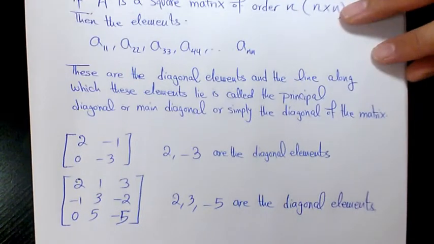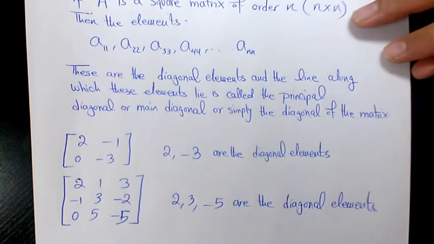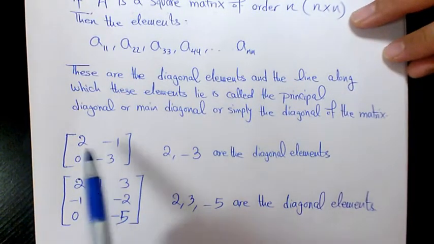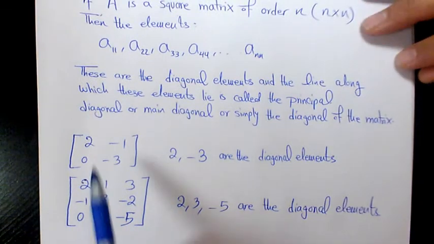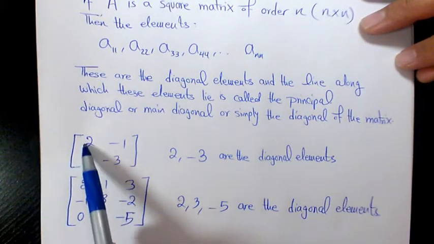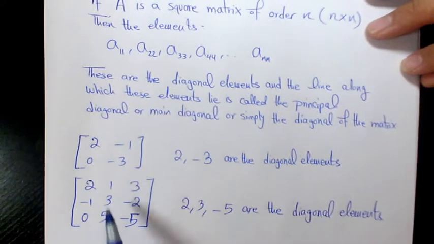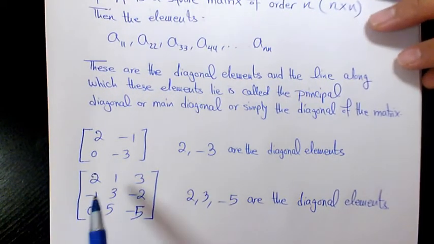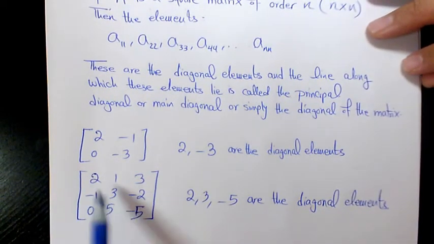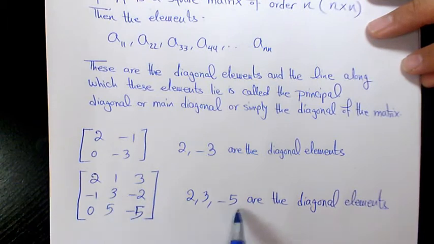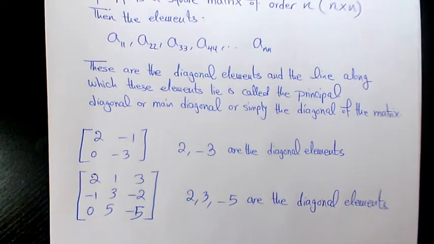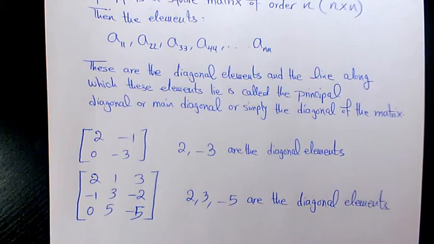For example, as I said, it has to be a square matrix. Here we have a 2 by 2 matrix and the diagonal elements are 2 and negative 3, as you see here. In this example, we have a 3 by 3 matrix and the diagonal elements are 2, 3, and negative 5. 2, 3, and negative 5 are the diagonal elements.